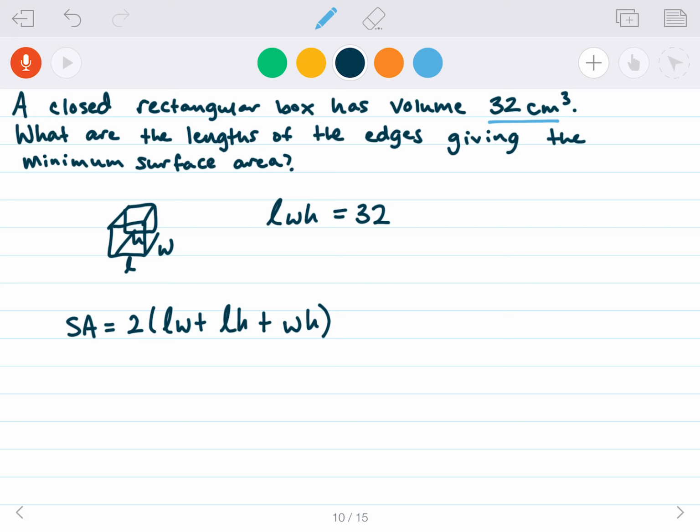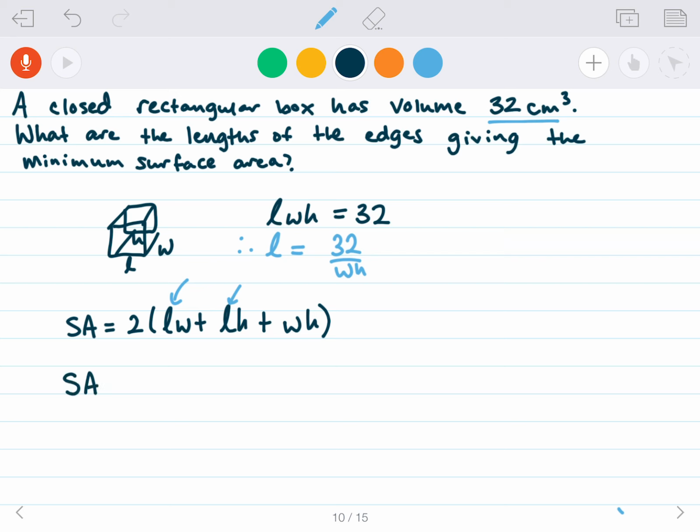Now, if this was a single variable calculus problem, we would be able to put our surface area formula in one variable. But we can't really do that here. We don't have enough information. But we can do the next best thing. We can put the surface area formula in terms of two variables. To do that, I can use this equation up here to solve for one of my variables. I'll choose to solve for L. So I get L is equal to 32 over width times height. I'll make that substitution everywhere I see an L.